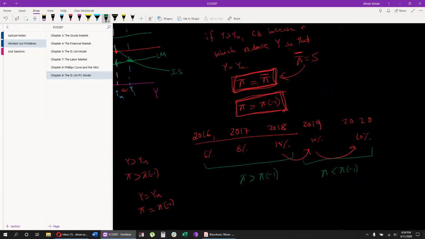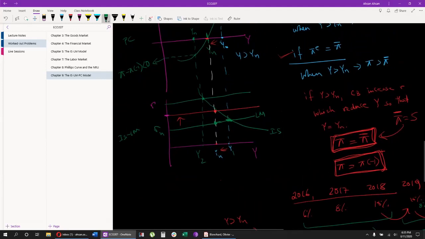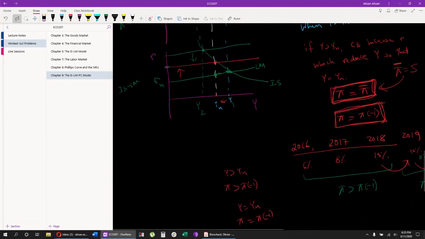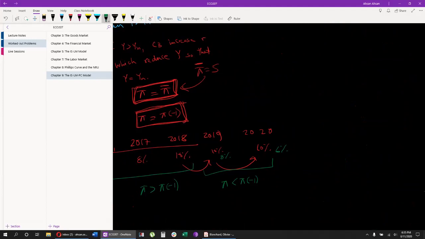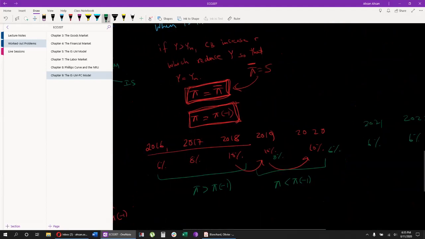From 10%, we go to 8%. From 8%, we go to 6%. Once we have reached 6%, suppose the central bank decides that 6% is the level where we want to stay at. They're going to bring the interest rate down to the equilibrium level. And now the inflation stops growing. So in 2021, it will be 6%. In 2022, it will be 6%, and so on.